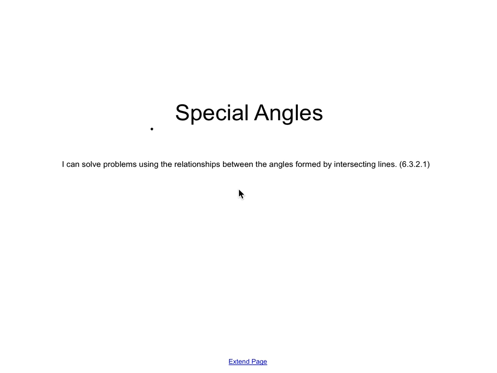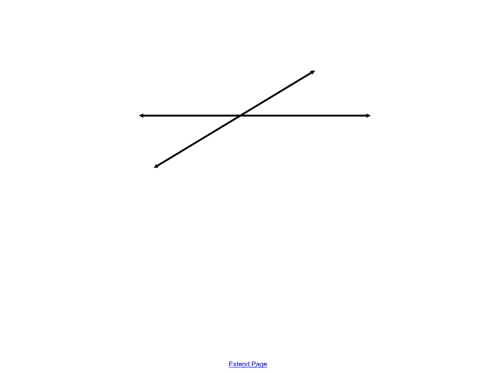I can solve problems using relationships between angles formed by intersecting lines. So let's draw two intersecting lines. If I give you this is 40 degrees, you should be able to find this. It's 140 because they are special angle pairs. They're pairs of angles that equal 180 degrees. They're supplementary.